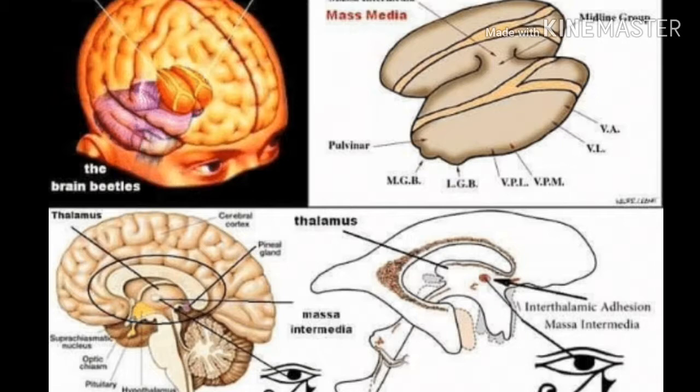And if you take a look at the picture, the Massa Intermedia is directly in the middle of the thalamus. All right? And Massa Intermedia stands for Massa Intermedium. So the Massa Intermedium represents the mediator of the brain. So the mediator represents the thing that goes between the spiritual realm and the earthly realm, if that makes any sense. So as we look at the picture, we notice that it's in the middle of the thalamus.